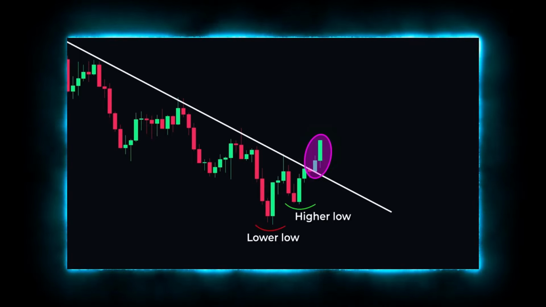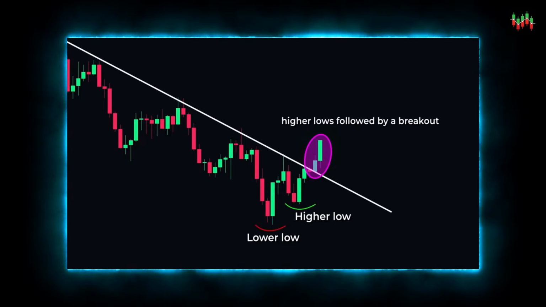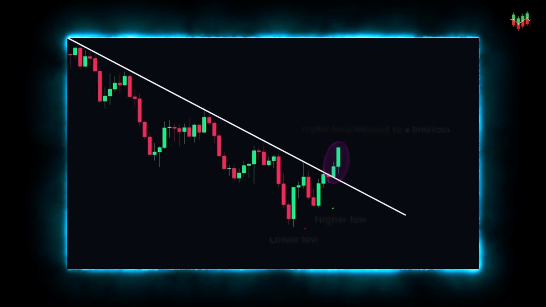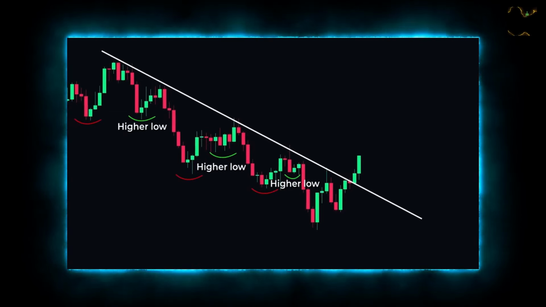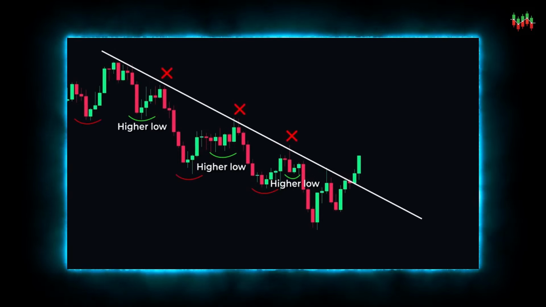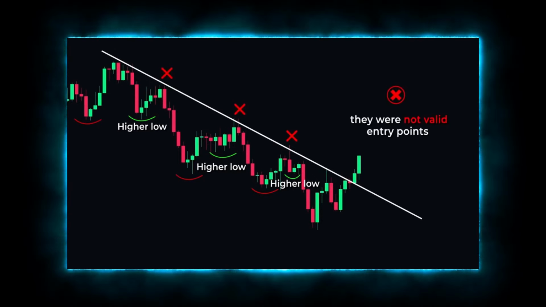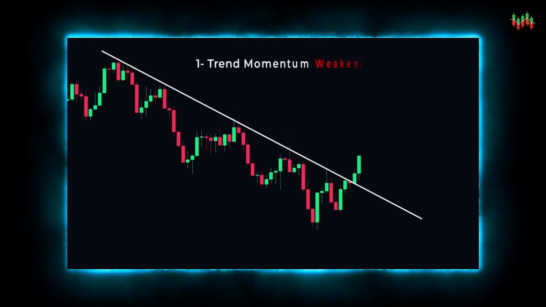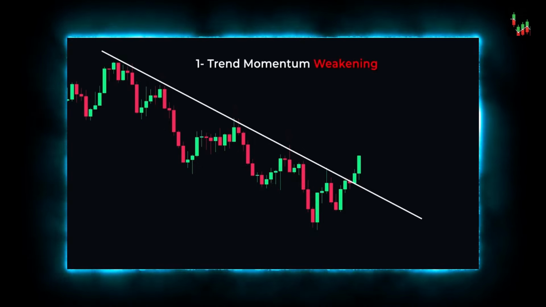Now, it's important that we find higher lows that are also followed by a trend line breakout, because in this example we see multiple higher lows earlier, but since they were not followed by a trend line breakout, they were not valid entry points. So to recap, first, we want to see the existing trend getting weaker.